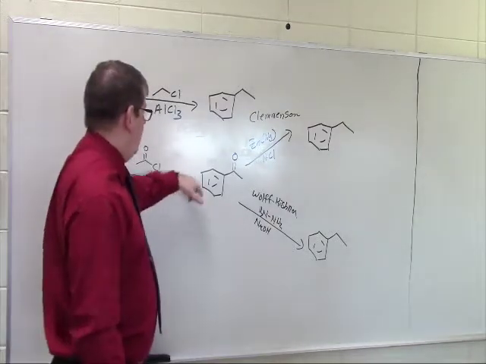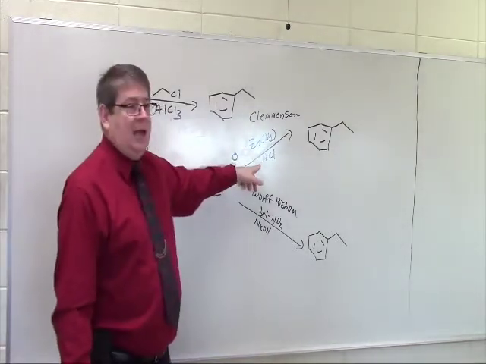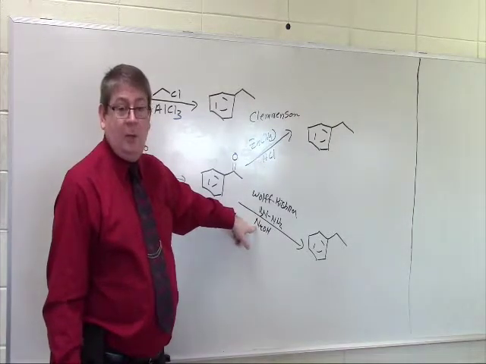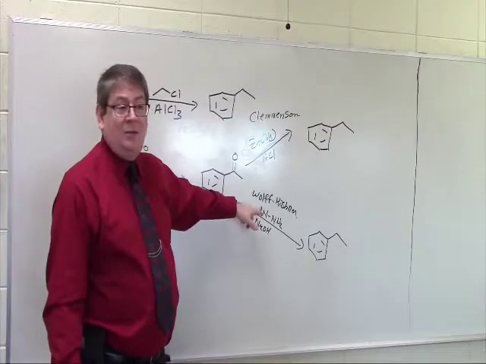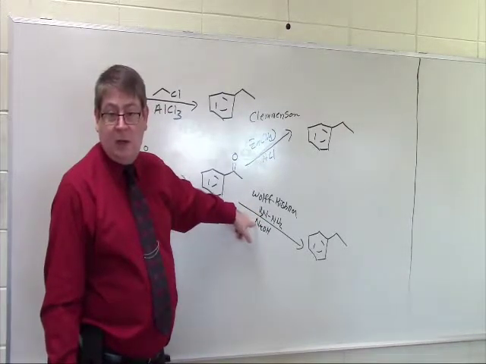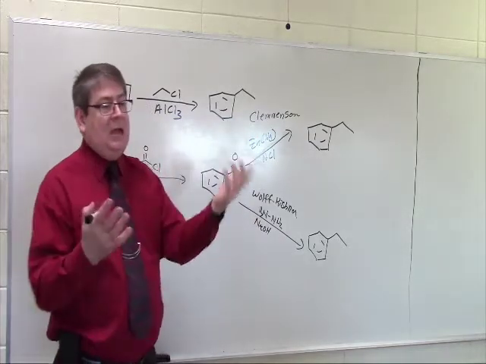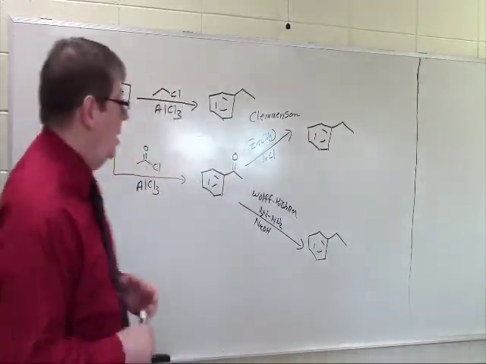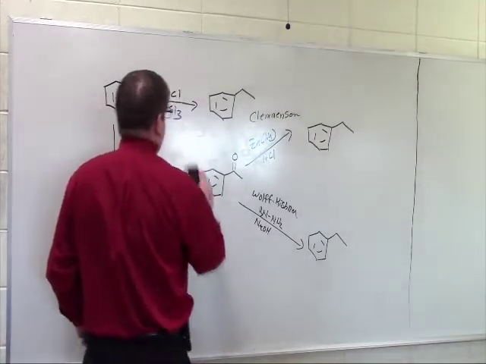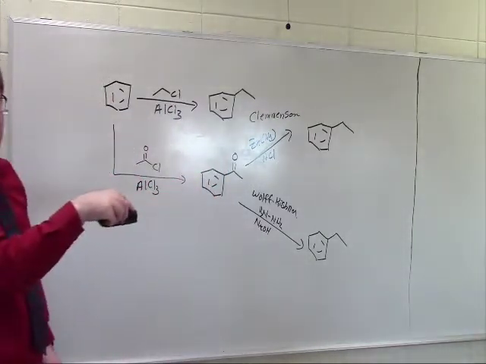So if I had other groups on here that would react with acid that I didn't want to react, I couldn't use this reaction, right? But I could probably use the Wolff-Kishner because it's under basic conditions. Likewise, if I had something that might react with a base, I wouldn't want to use the Wolff-Kishner, I'd want to use the Clemmensen. So you need to have these complementary processes to do this type of work. Okay? Any questions about that?